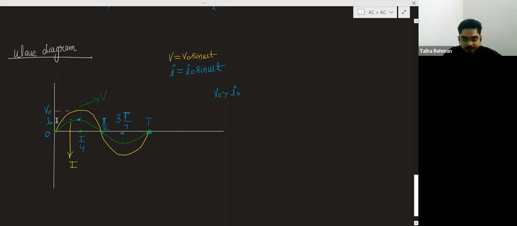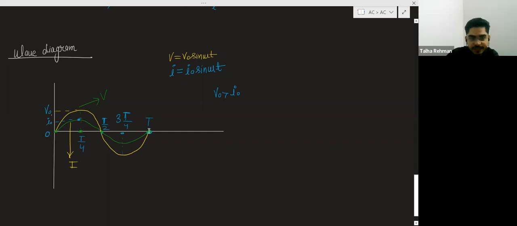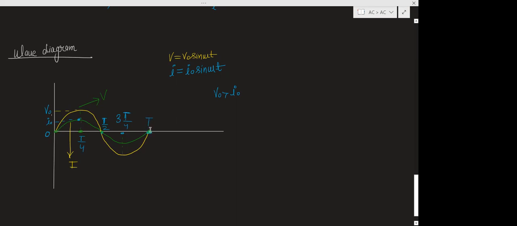So basically here, we can see from this graph, this voltage is greater than the current. That is why we have drawn this. And what is this T? T is the time period. I have told you now. T is representing the time period.